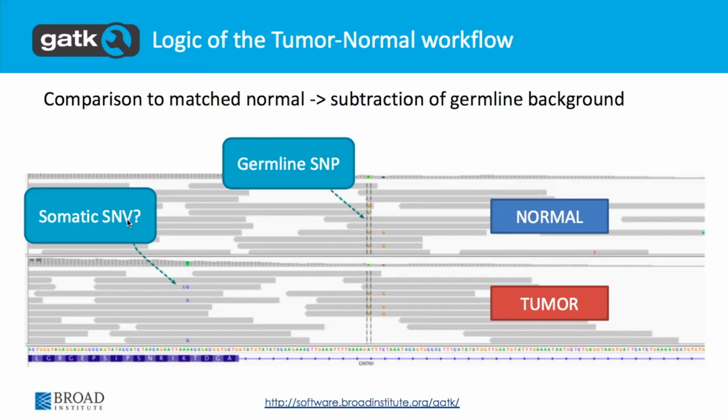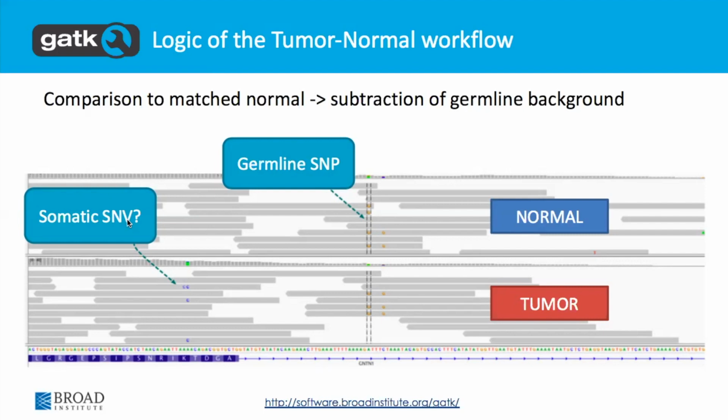In my tumor, I see a few reads that support a possible mutation. But then I look at what's in my normal, and I have reads supporting that variant as well. And that tells me, well, that's very likely to be just a germline variant that is part of my normal background. So I can rule that out as being a tumor, a somatic mutation.